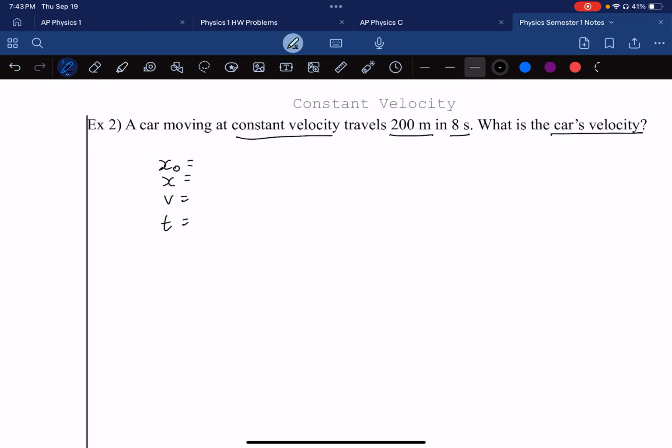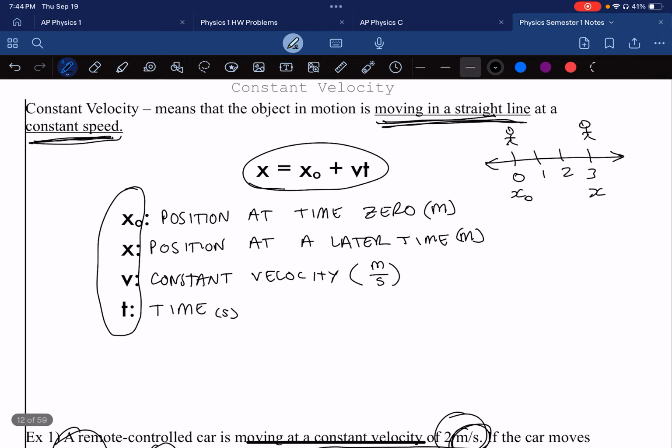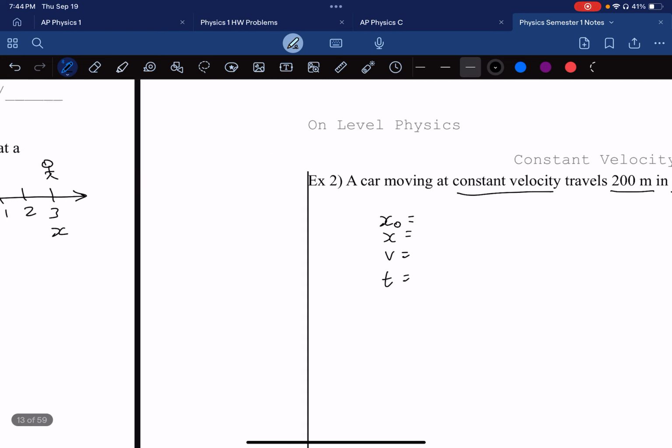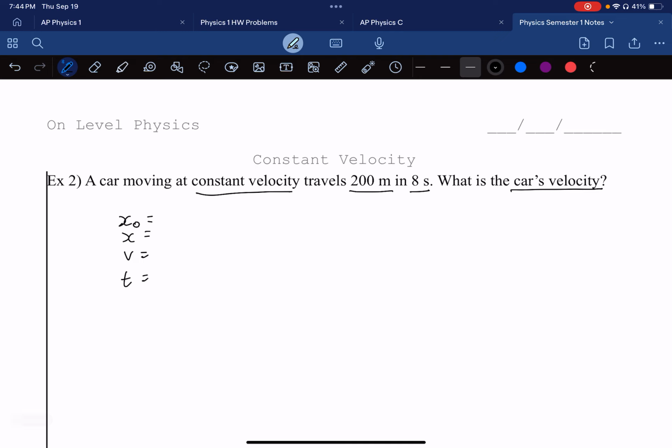So a lot of students see velocity and then they see this number and they want to put 200 here, which is incorrect. So why is it incorrect? Velocity is in meters per second. And the units that they give us here are not meters per second. This is meters and seconds. What they've given us is some position. Maybe it's x naught, maybe it's x. And they've given us the time.